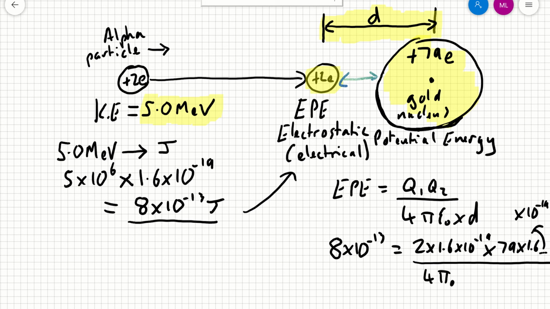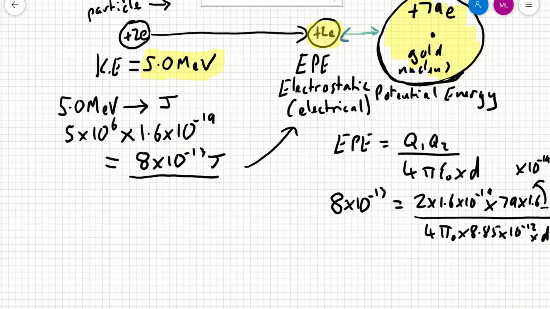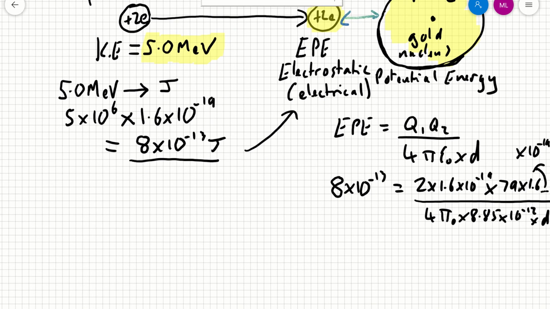Epsilon naught is called the permittivity of free space. It's in the data book, and its value is 8.85 times 10 to the minus 12, and then all that is times by d. Okay, so we've got some algebra to do, haven't we? We've got some rearranging to do before we can get d. See you next time.